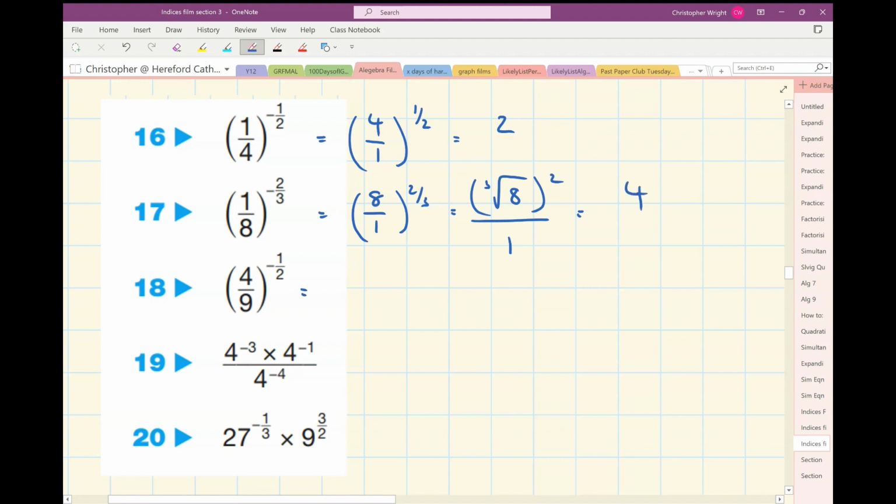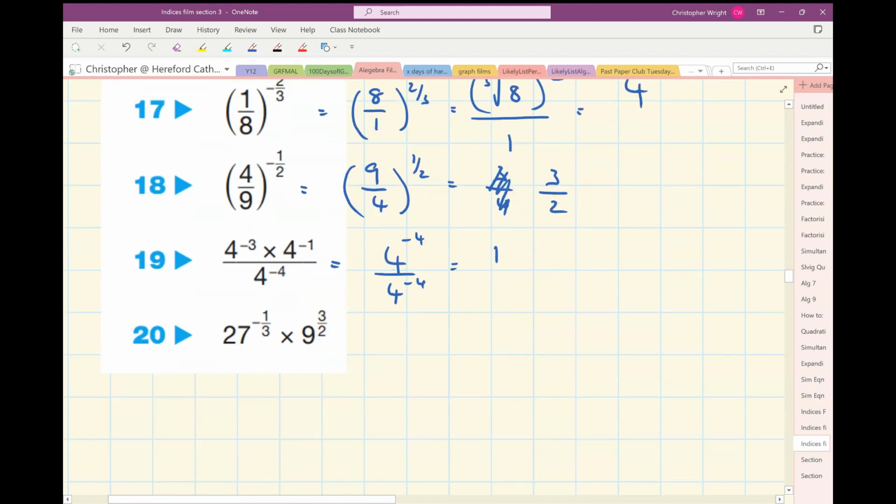18. 4/9 to the power of minus a half is 9 quarters to the power of a half, which is the square root of the top over the square root of the bottom, 3 over 2. Number 19, let's look at the numerator. I've got 4 to the power of minus 3 times 4 to the power of minus 1. Add those, 4 to the power of minus 4. But on the denominator, I've got 4 to the power of minus 4. Well, 4 to the power of minus 4 divided by 4 to the power of minus 4 is something divided by itself, 1. Number 20, now there's a trick here.